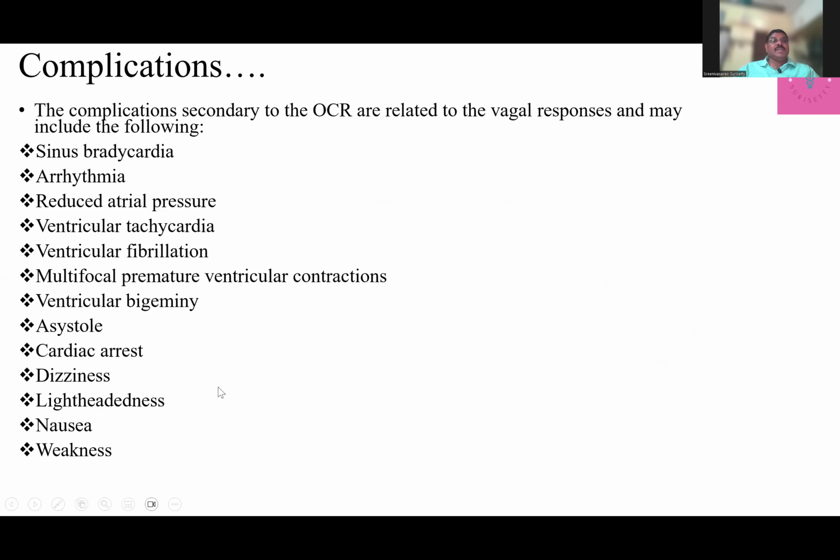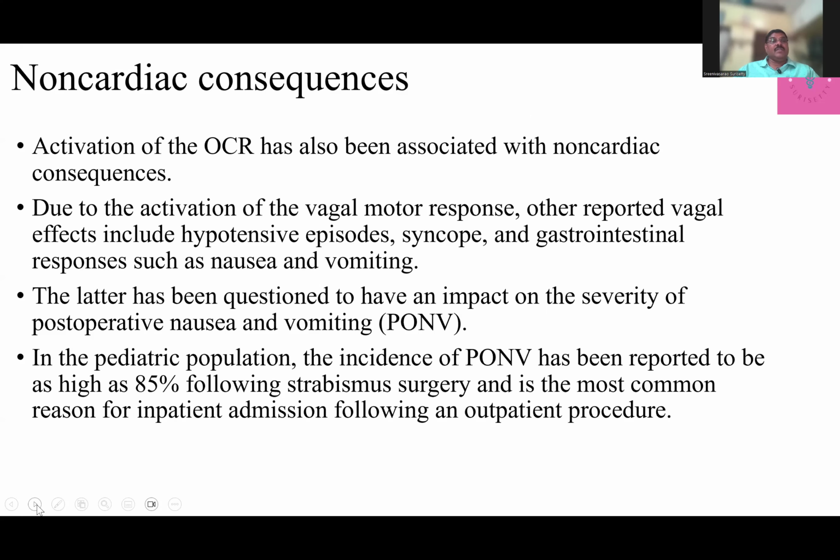So what are the complications? The complications secondary to the ocular cardiac reflex are related to the vagal response and may include sinus bradycardia, arrhythmia, reduced arterial pressure, ventricular tachycardia, ventricular fibrillation, multifocal premature ventricular contractions, ventricular bigeminy, and sometimes asystole and cardiac arrest. Due to that, the patient will suffer dizziness, lightheadedness, nausea, and weakness. These are all the complications of ocular cardiac reflex.